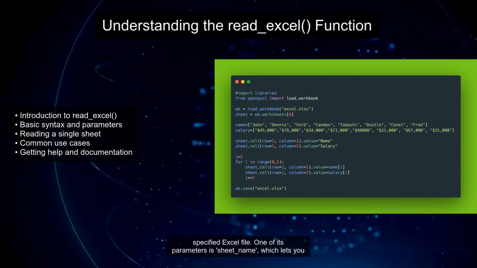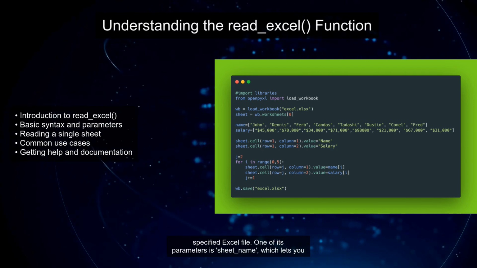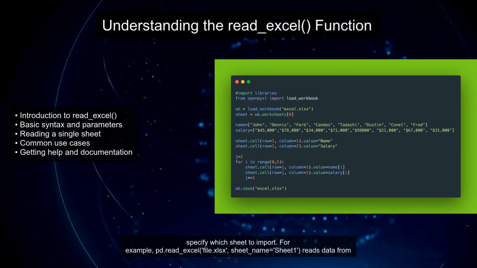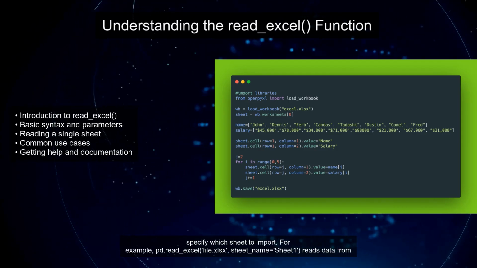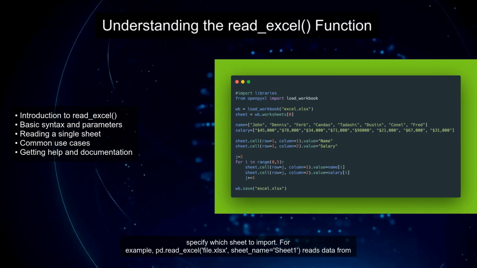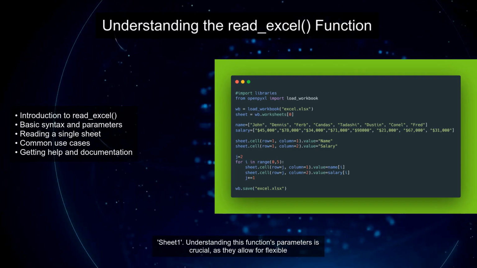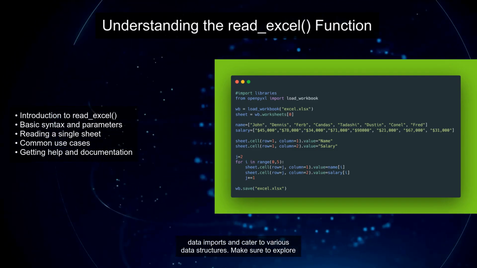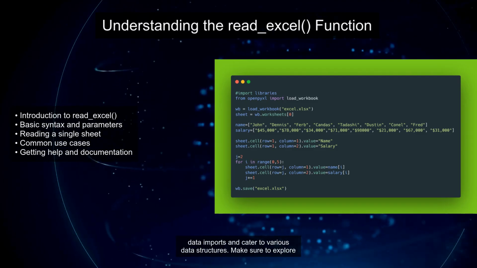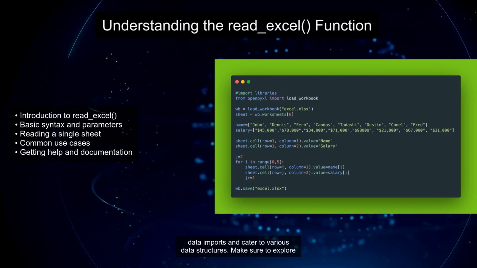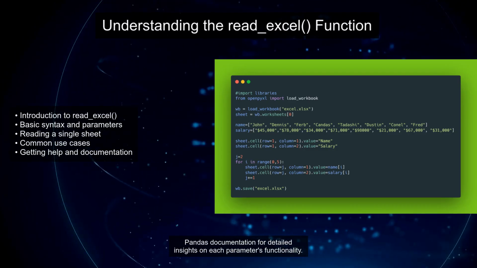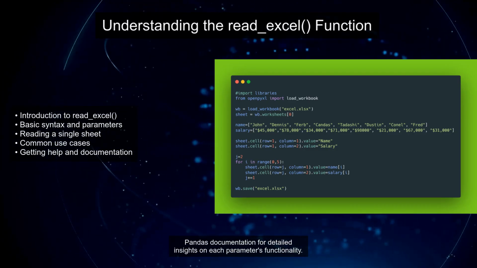One of its parameters is sheet_name, which lets you specify which sheet to import. For example, pd.read_excel('file.xlsx', sheet_name='Sheet1') reads data from Sheet1. Understanding this function's parameters is crucial, as they allow for flexible data imports and cater to various data structures. Make sure to explore Pandas documentation for detailed insights on each parameter's functionality.